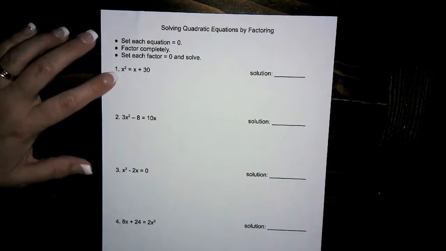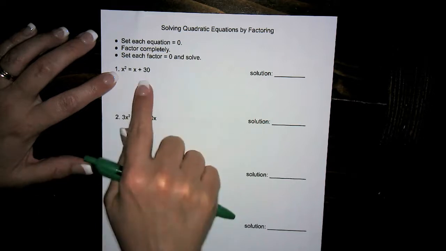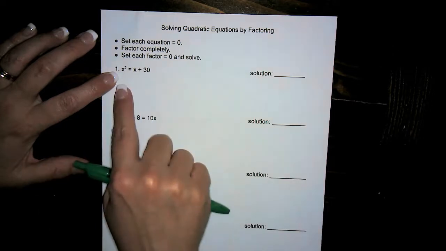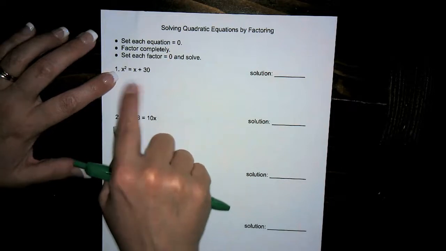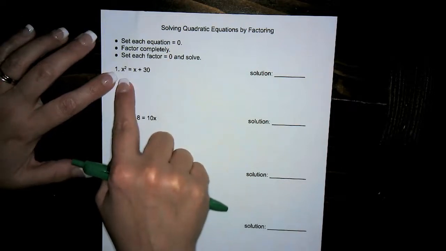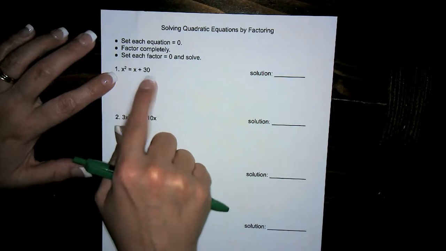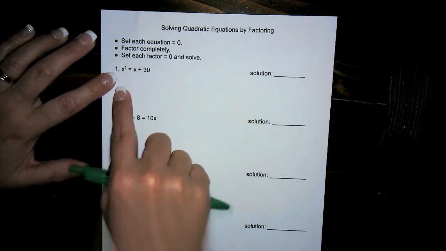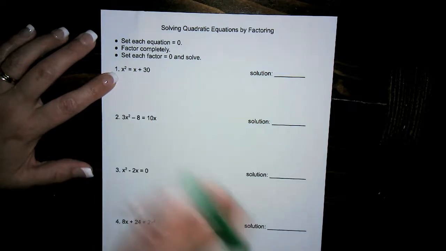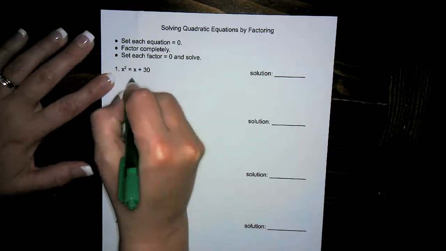You'll notice that I don't have the equation equal to 0. That would mean that I would have a 0 on one side and everything else on the other. So what I'm going to do, I like my terms to go on the left. So I'm going to move these 2 terms, the x and the 30, to the left side so that I have all the terms on the left.